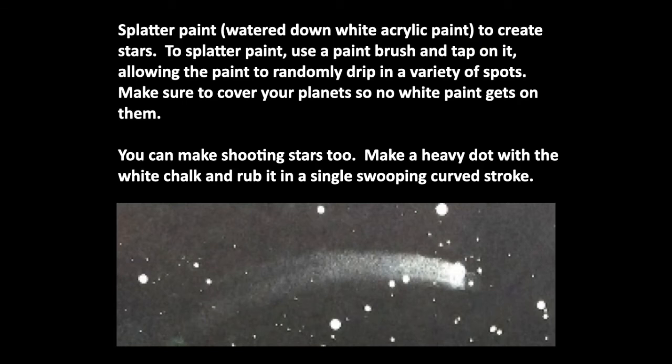Splatter paint. Use watered down white acrylic paint to create stars. To splatter the paint, use a paintbrush and tap on it, allowing the paint to randomly drip in a variety of spots. Make sure to cover your planet so no white paint gets on them. You can make shooting stars too.